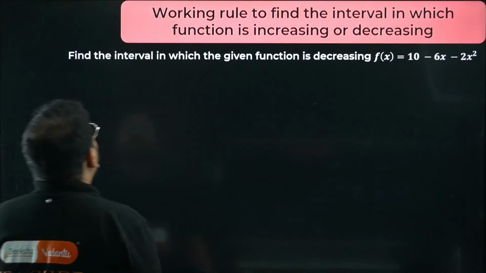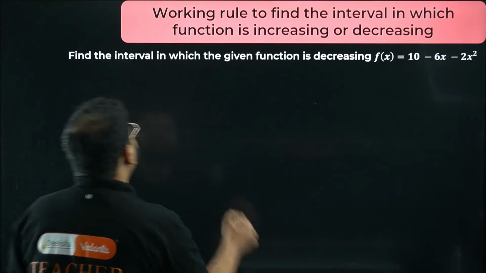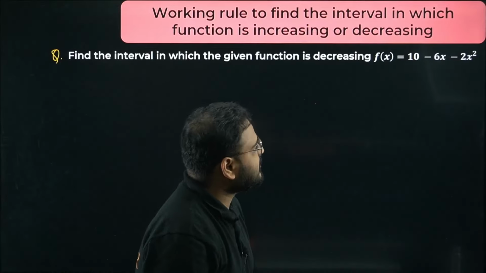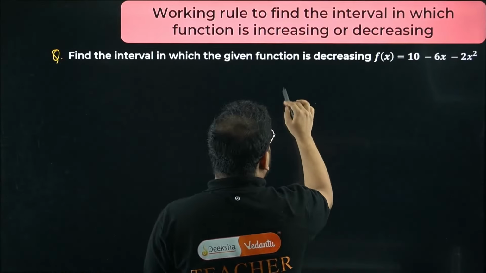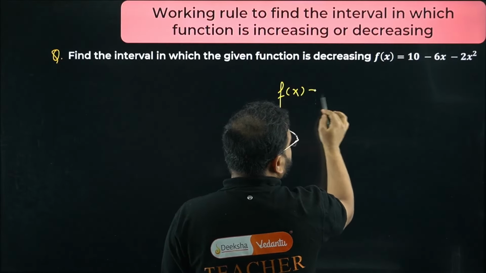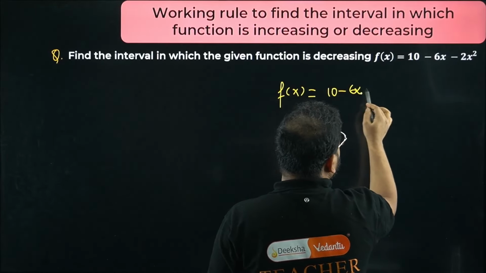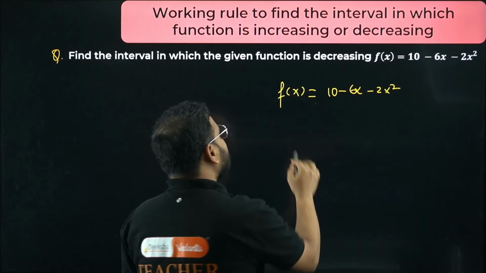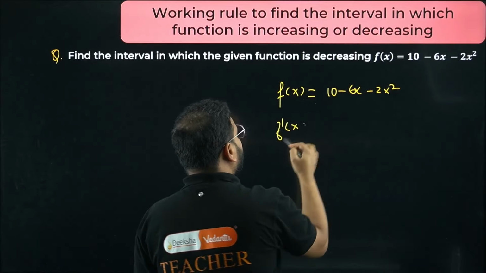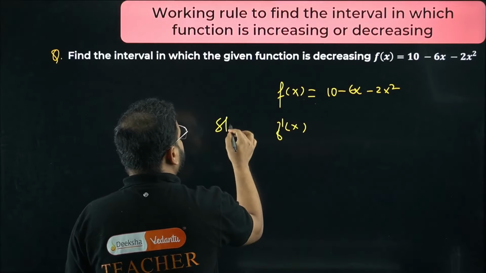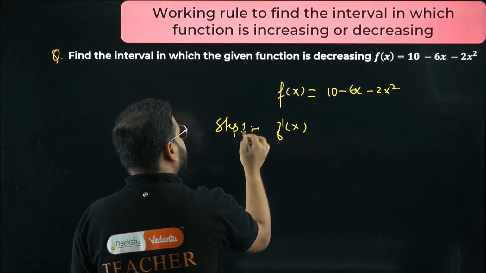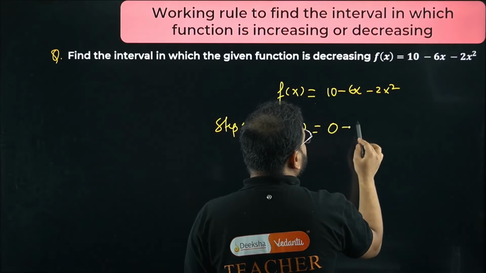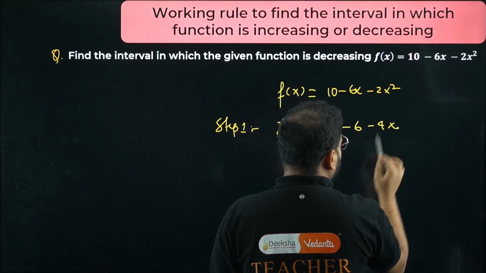So what we have over here is: find the interval in which the given function is decreasing. The function is given like this. Have a look. f(x) equals 10 minus 6x minus 2x squared. How do you do that? Step 1 is to find the derivative. So it becomes 0 minus 6 minus 4x, that is, minus 6 minus 4x.